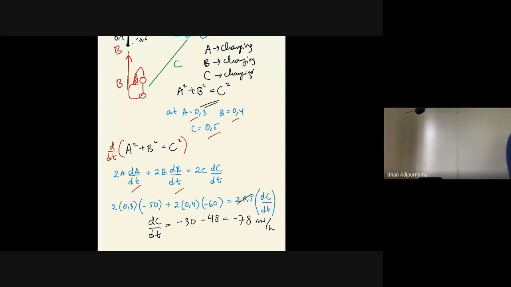Because both cases are the same value, 78. Okay, any questions? Related rates is, yeah, it's confusing. First, you need to understand the question. You need to imagine what is happening. What does the event look like?